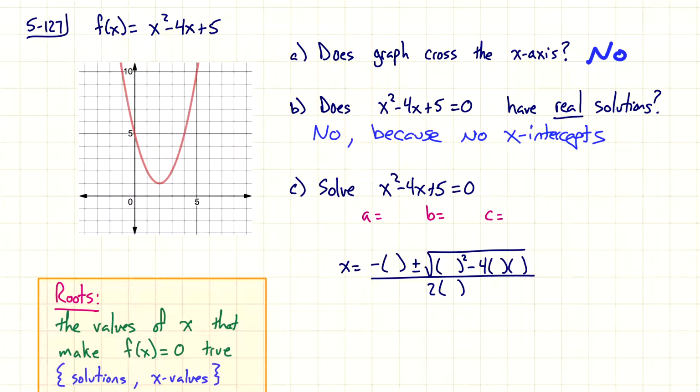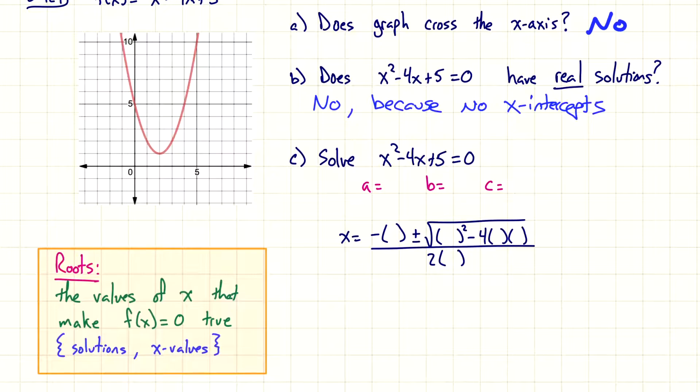All right, so if there's no x-intercepts, if it's not crossing here, then that means there's no real solutions. It's impossible. This x-axis represents all real numbers, right? Any number you could think of is going to be somewhere on this x-axis. All right, well, if that's the case, then let's solve it and see what we get.